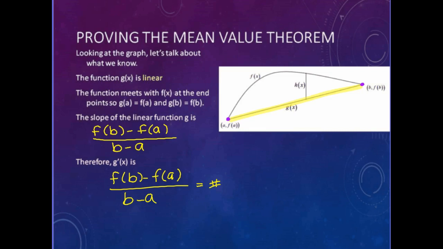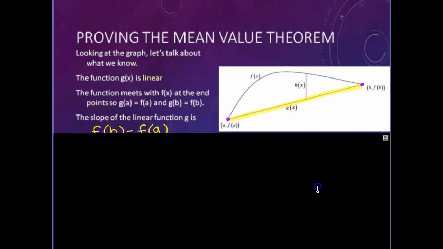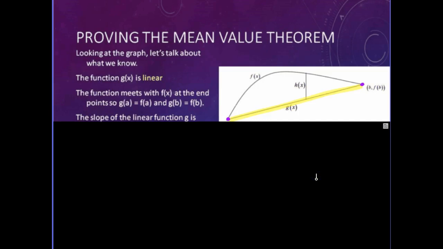Looking at our graph, let's talk about what we know. So the line g of x is represented on your page. We know g of x is linear. Do you agree to that? The function meets with f of x at the endpoints, g of a equaling f of a and g of b equaling f of b. So here's g of x. Here's f of x. And it's fair to say they start and end at the same point.